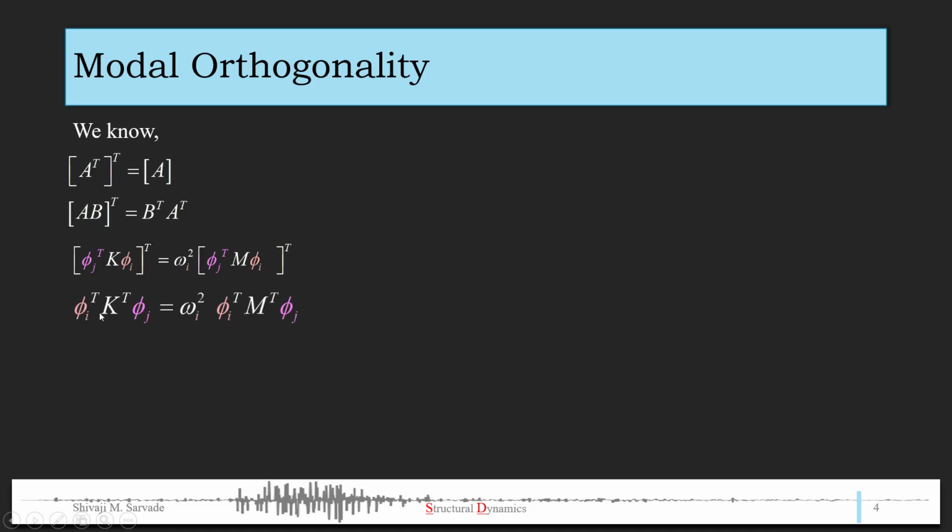So what we get is phi i transpose k transpose phi j equal to omega i square, as it is, since it is a scalar quantity. Now phi i transpose comes here, m transpose, and then phi j transpose and transpose of phi j transpose, it is becoming phi j. Now we know stiffness matrix and mass matrix are symmetric matrices, therefore their transpose will be the same matrix. So if you see, k transpose is nothing but k and m transpose is nothing but m. If I substitute this back in the expression, what I get is phi i transpose into k phi j equal to omega i square into phi i transpose into m into phi j.